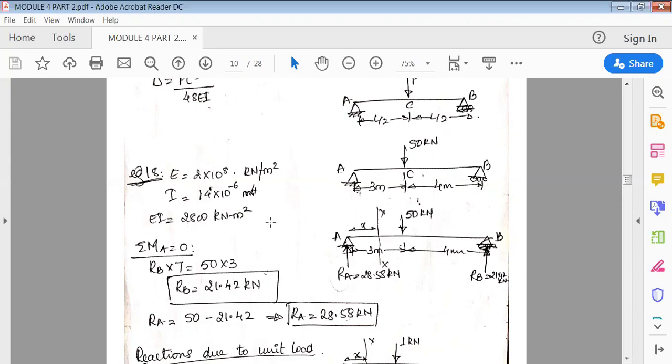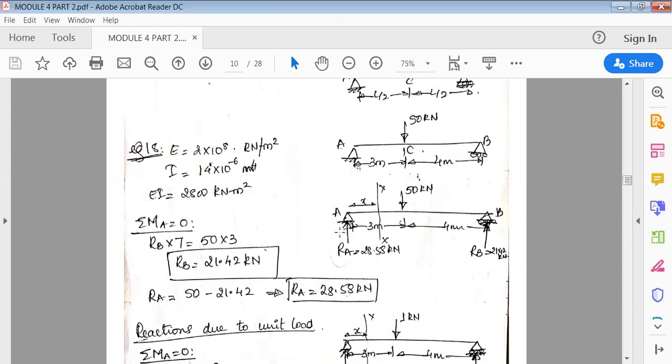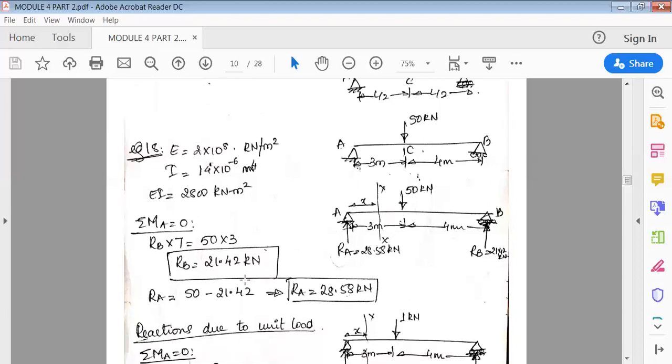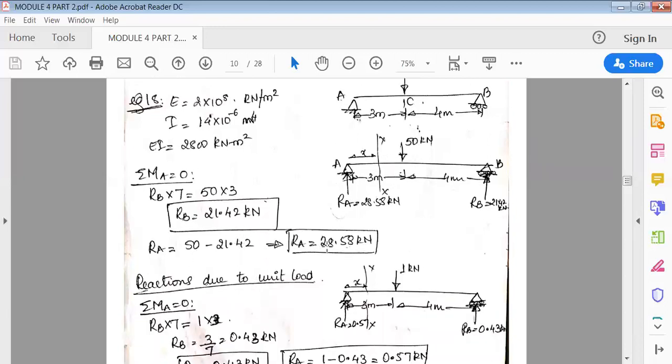They've asked you to solve this by the unit load method. In this method, we first find the reactions for the given 50 kilonewton external load, as usual: summation H is equal to 0, summation V is equal to 0, and moment about A is equal to 0. So RB into 7, the complete length, equals 50 into 3, and we get RB, then 50 minus 21.42 is RA. So we get both reactions RA and RB.